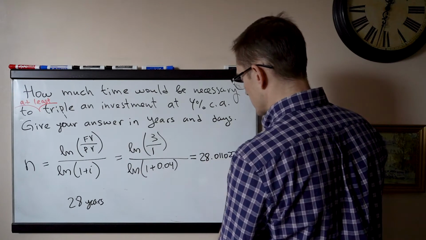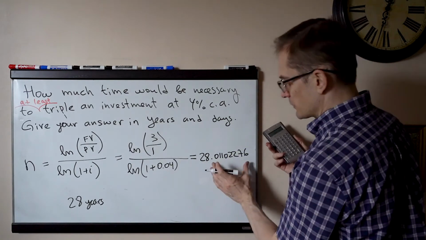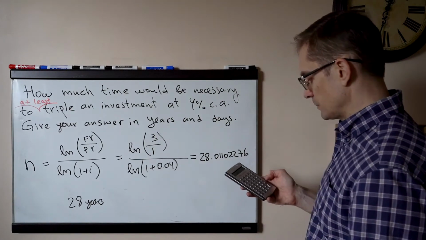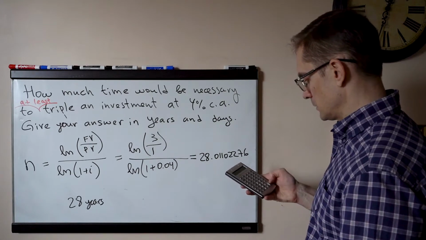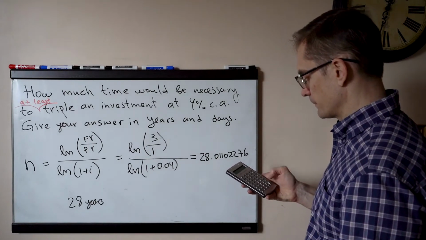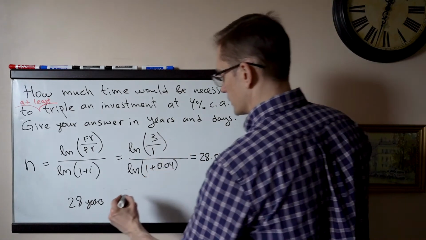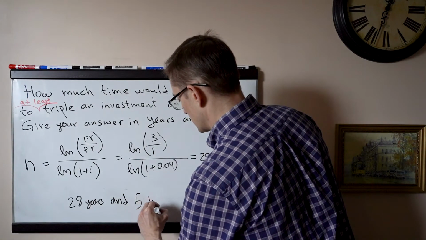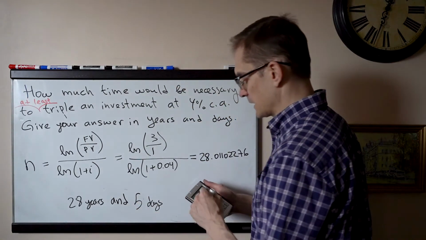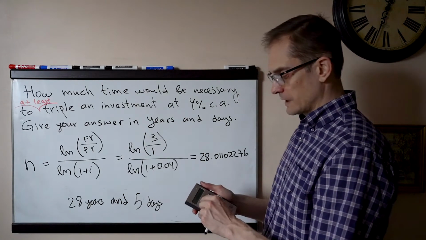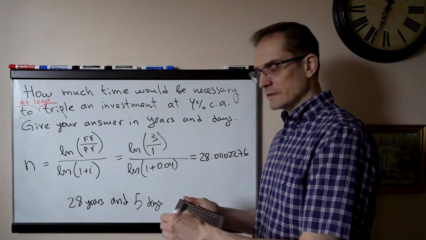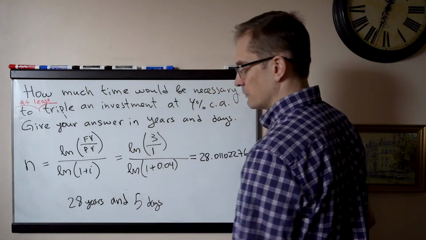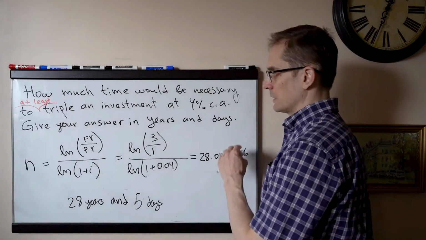But what about this part? How do I convert it to days? Well, I just take that fractional part, 0.011 and so on, and multiply by 365 and round up. So I get my answer in terms of days is 4.023 days. So I round up to 5 days. So it looks like it's going to be 28 years and 5 days to at least triple.